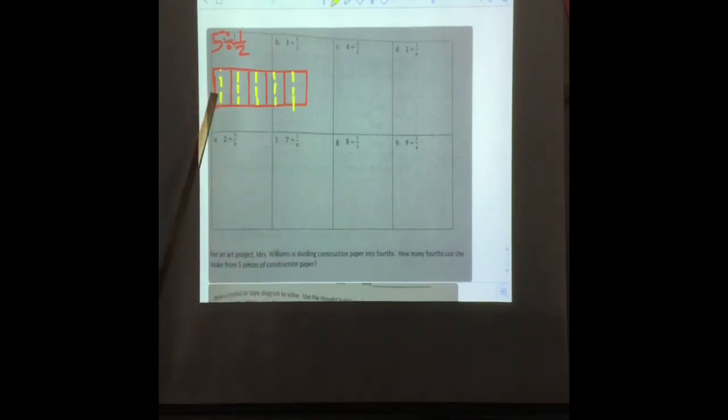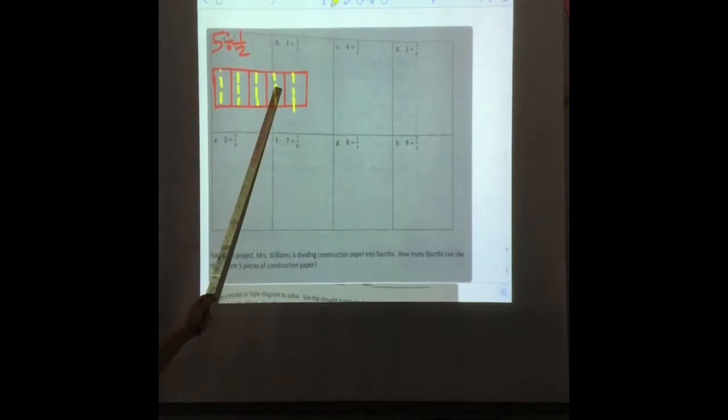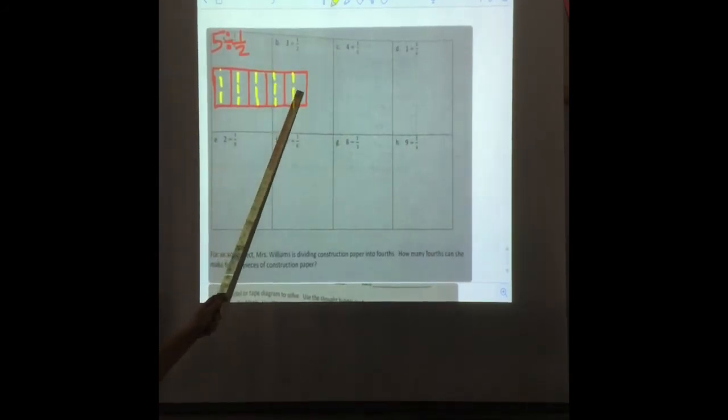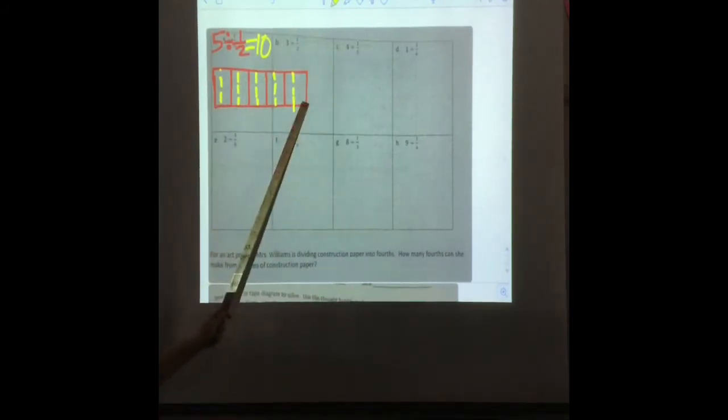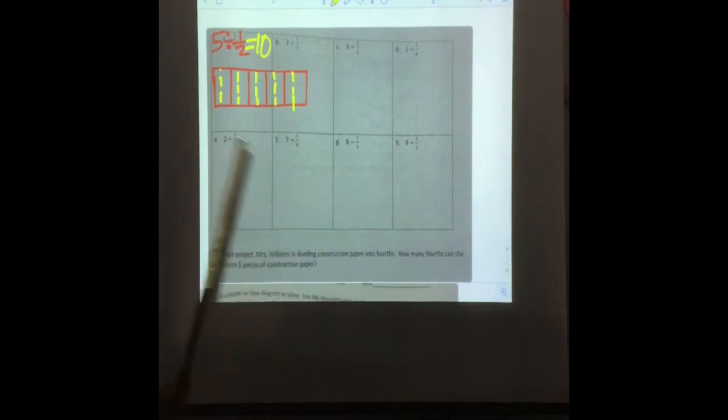Okay, now that we've cut our boxes into halves, how many halves do we have? We have 1 half, 2 halves, that would make 1 whole box, 3 halves, 4 halves, 5 halves, 6 halves, 7 halves, 8 halves, 9 halves, 10 halves. That'd be 10 halves. Now how would I check that using multiplication?